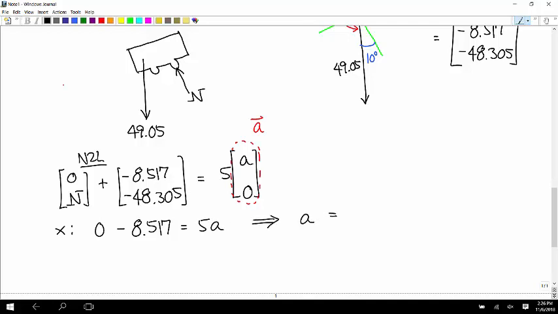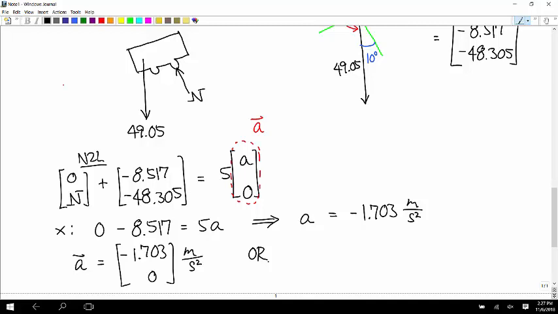So can someone divide that? What's a? Negative 1.703. If you plug that back into the vector to get the acceleration vector, you get that the acceleration is negative 1.703 meters per second squared.